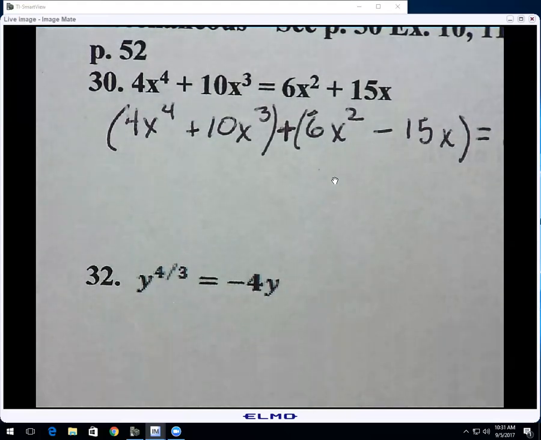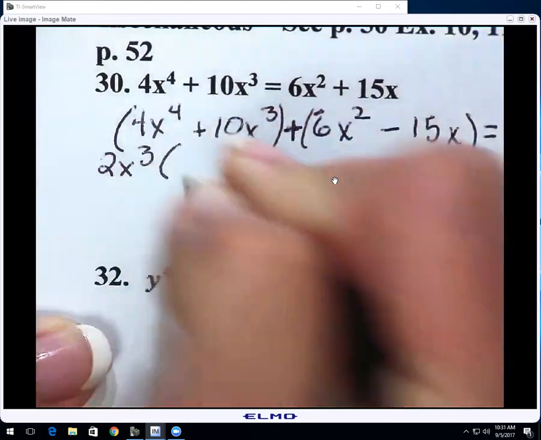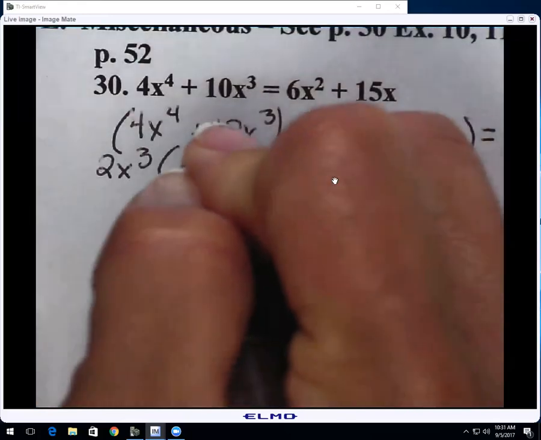What can you factor out of the first group? A 2x cubed. If I factor out a 2x cubed, what's left inside that first parentheses? Right, 2x plus 5.